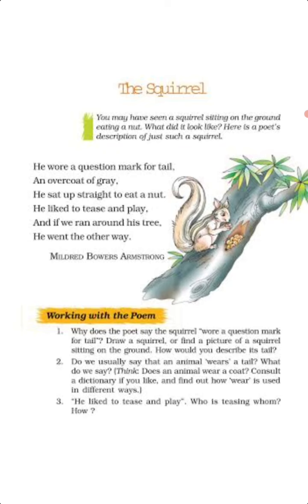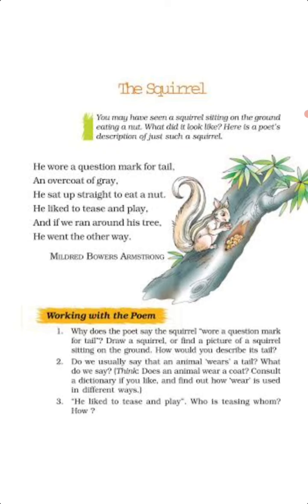and it looks like the tail seemed to be making a question mark, and it had a gray coat, an overcoat of gray. It was so loose that the poet calls it an overcoat. It is so loose, that's why the poet called it an overcoat.